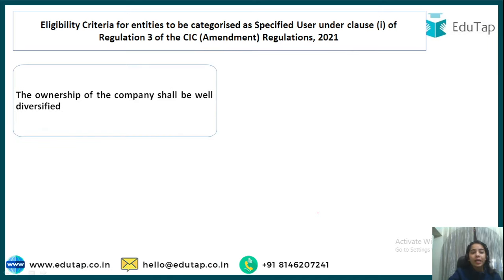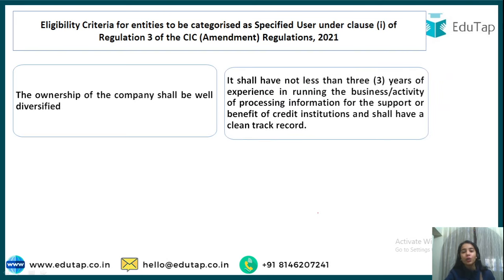Next, the ownership of the company shall be well diversified, so that it's not like only one person is holding the company. If it is a company that we are talking about, it should not have less than 3 years of experience in running the business activity of processing information. Fintech companies are already processing information for the banks, not from the CIC but other information that the banks have. They have already partnered up with the banks for processing information for the benefit of the credit institutions.